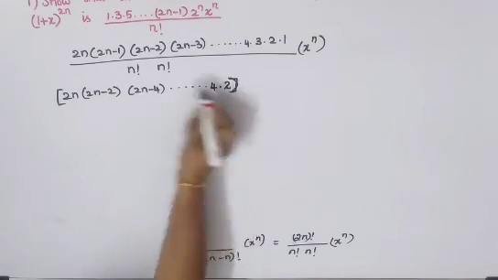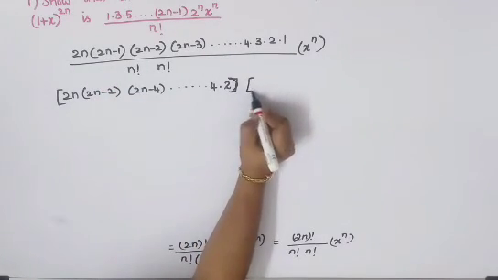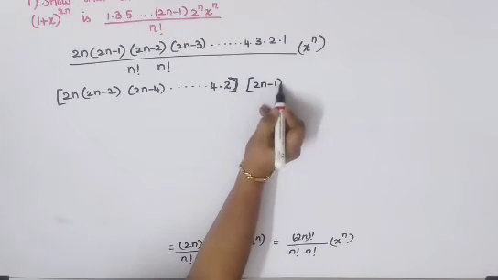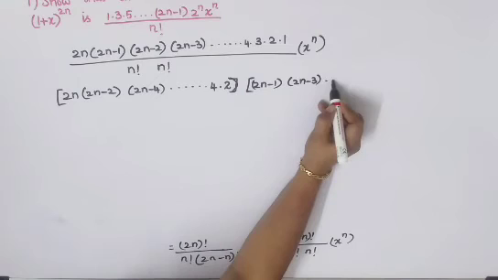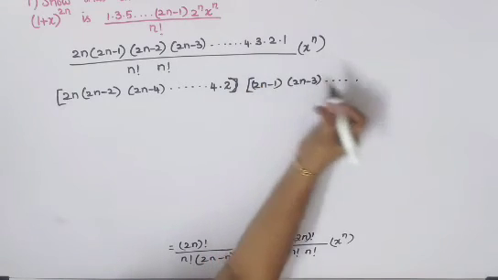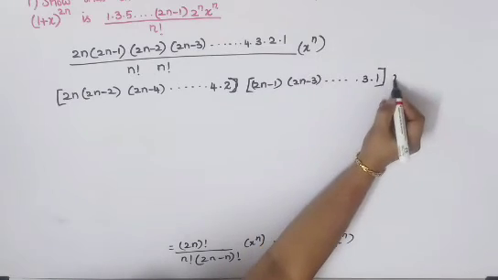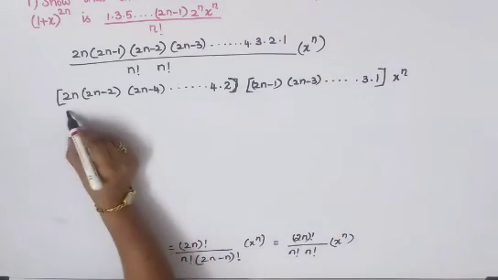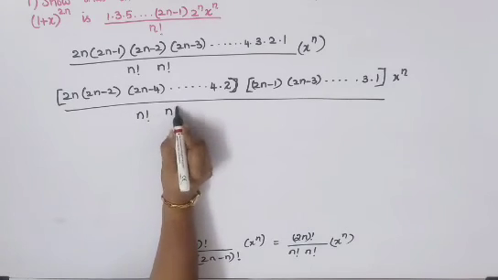Now the odd terms separately. Okay, so your first term is 2n minus 1, so it is 2n minus 1 into 2n minus 3, etc. Here the odd terms end with 3, into 1, into this x power n, divided by n factorial, again n factorial.